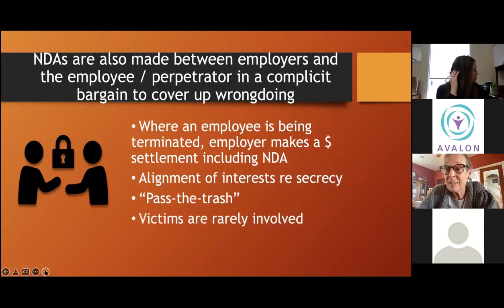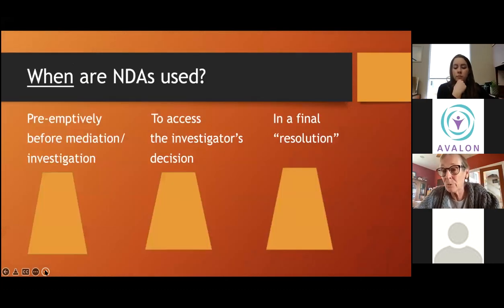And the victims are rarely involved. So, I think it's important to have on your radar, this isn't just a bargain with the victim. It's also often a bargain which completely excludes the victim and just protects the employer and the employee.